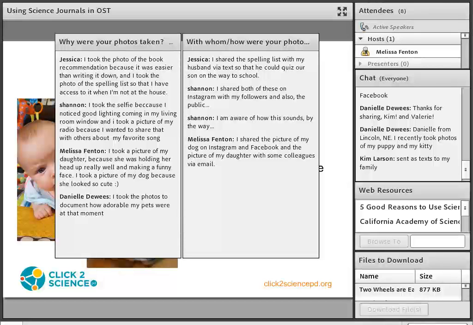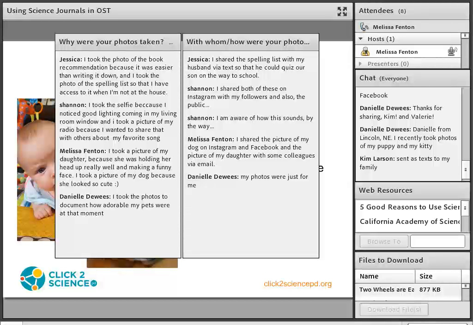And it looks like we share things with our families, a husband, or with our followers and the public on social media. I shared one picture on social media and then also shared it with some colleagues via email, and Danielle just kept the photos for herself. It looks like some people shared in the general chat pod that they sent some of the pictures as text to their family or shared them on Facebook.